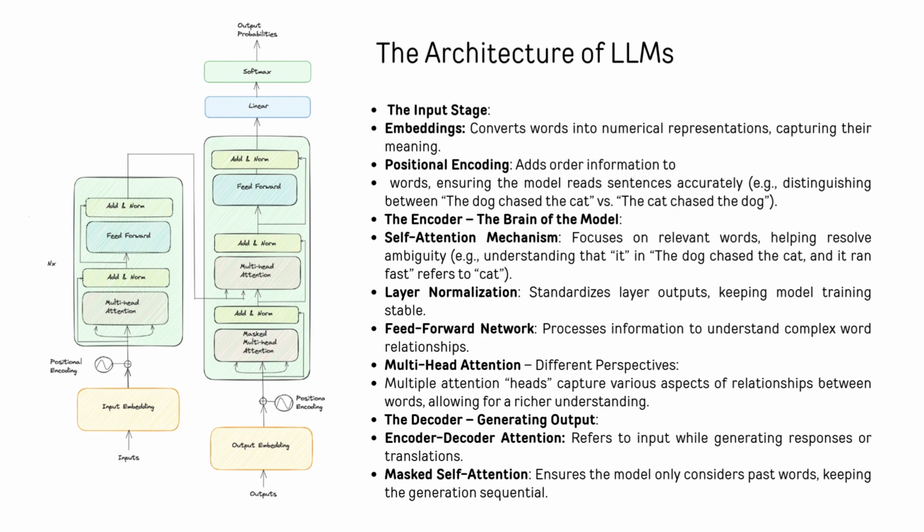In the input stage, when we feed text into a transformer, the first thing the model does is convert these words into something it can understand. That is embeddings. Think of embeddings as numerical representations of words that capture their meaning. This helps the model work with words in a more mathematical way.